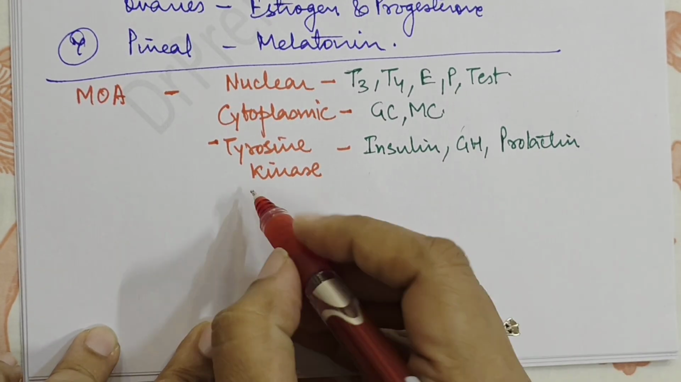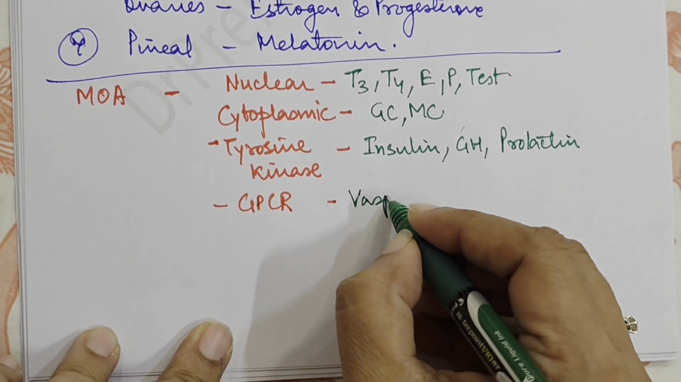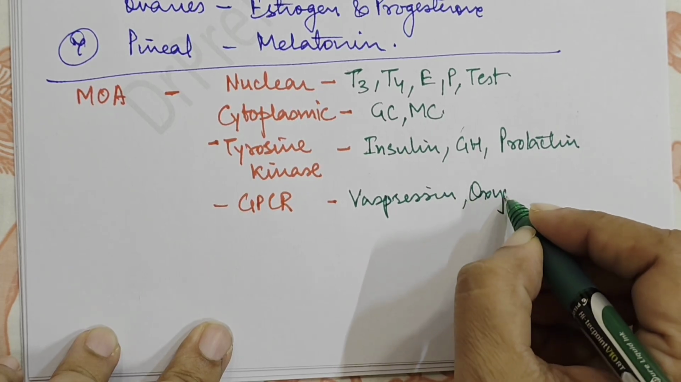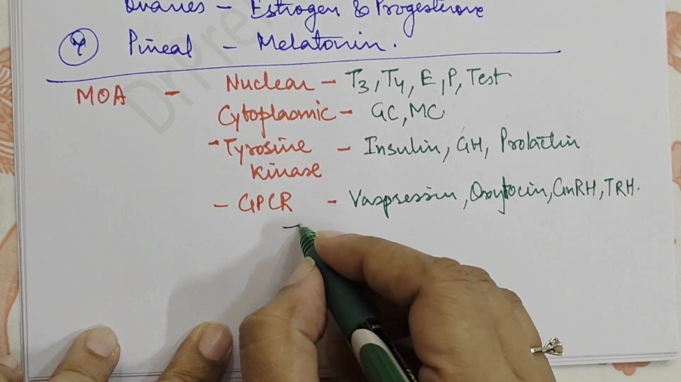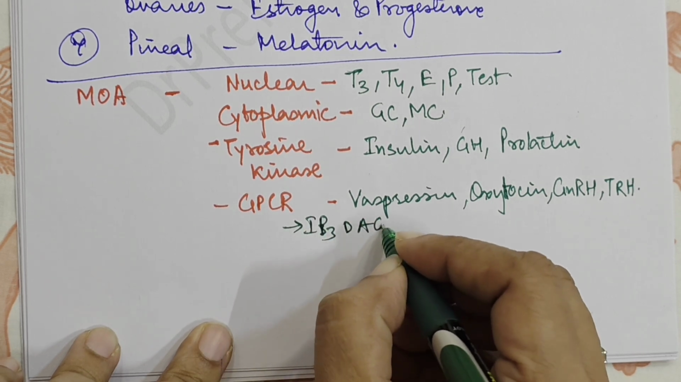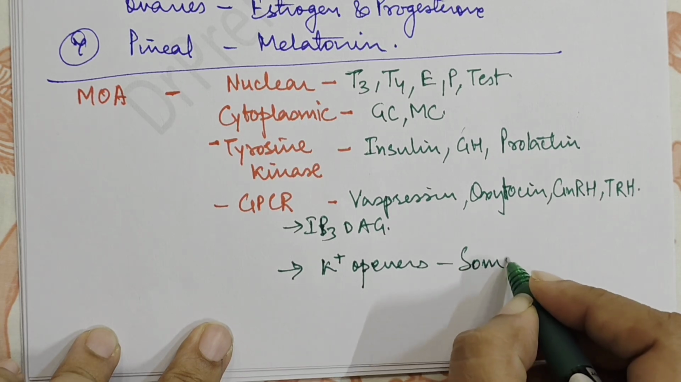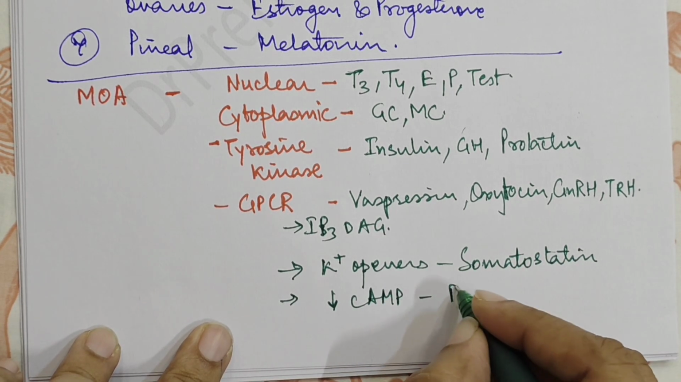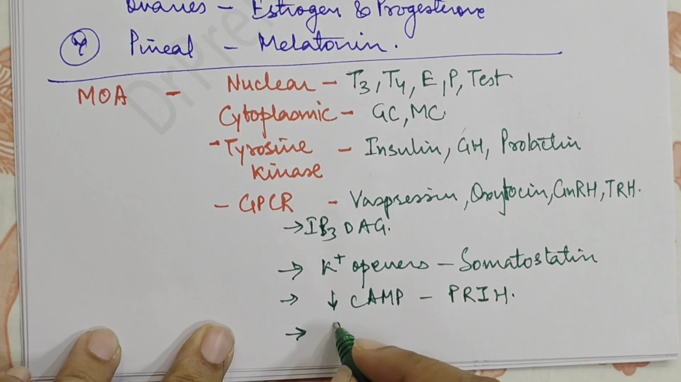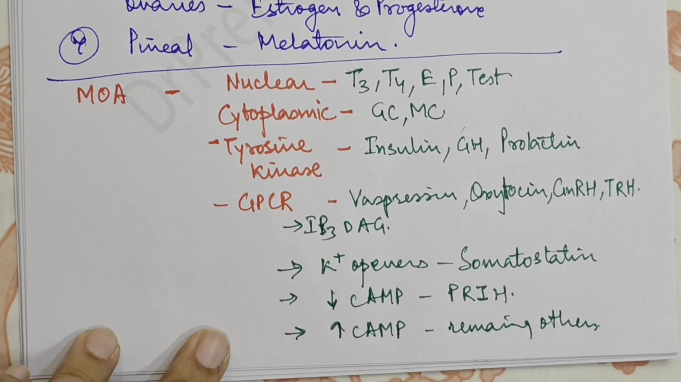Okay. Then what are the hormones which are acting on G protein coupled receptors? On G protein coupled receptors we have vasopressin, oxytocin, GnRH and TRH. So these are acting through the IP3 DAG pathway. Then second we have those which are calcium potassium channel openers. We have somatostatin. Okay. Then hormones which decrease the cyclic AMP, that is prolactin release inhibitory hormone. And hormones which increase the cyclic AMP are the remaining other hormones. Not much else is left anyway. So this is the mechanism of action. Okay. Now let's start with the hormones one by one.